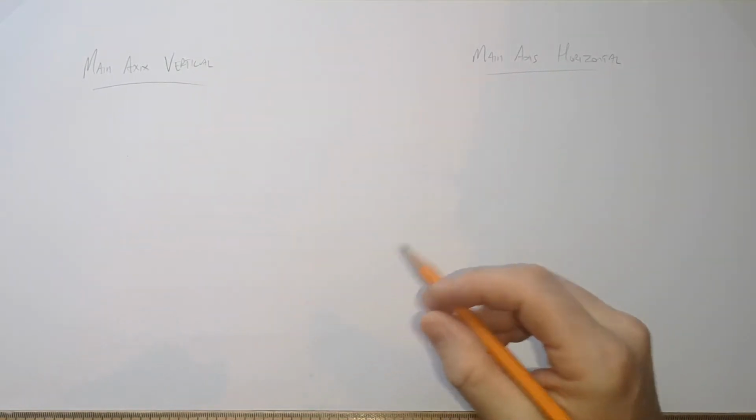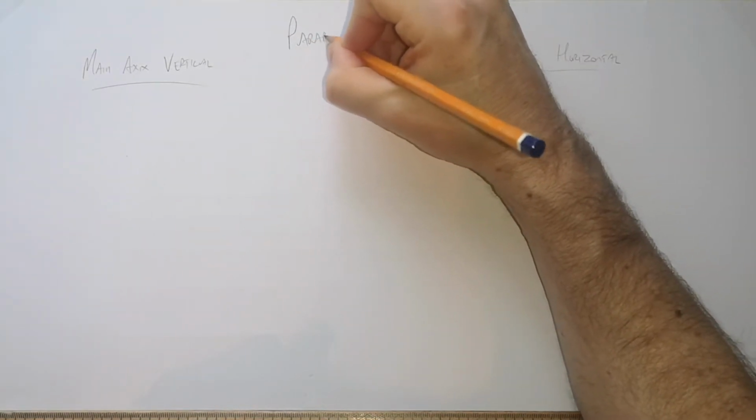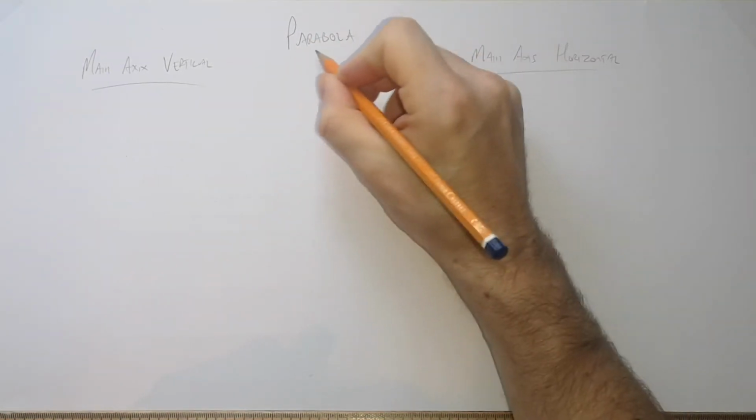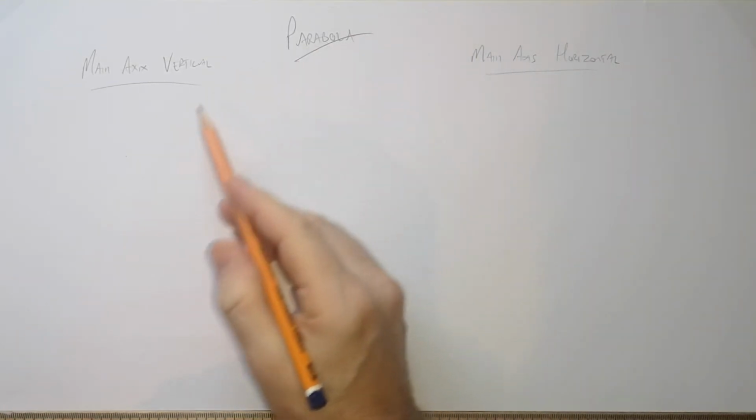Hello folks, good morning. So today we're going to look at two different types of parabolas. Okay, and this is the type of curve you get when you throw something. It goes flying through the air.